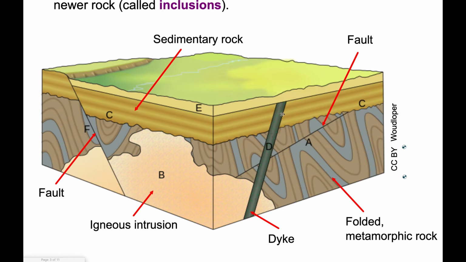And if we take a look at the only other feature here we haven't labeled yet, D, we can say E is younger than D because E cuts across D. It's on top of D.